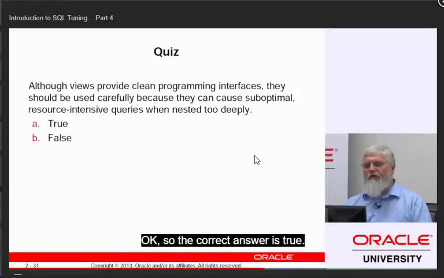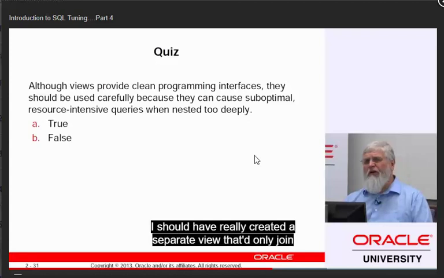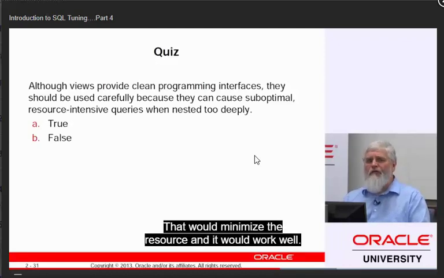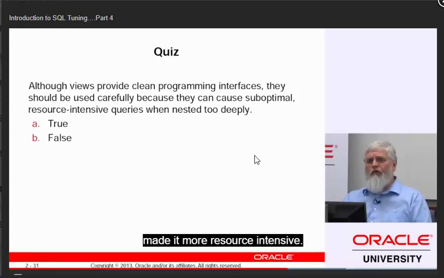Okay, so the correct answer is true. If in my case I was only querying T7 and T8, I should have really created a separate view that only joined those two tables the way I needed it. That would minimize the resource and it would work well. The other one worked, but we actually did more work than we really needed to. Made it more resource intensive.